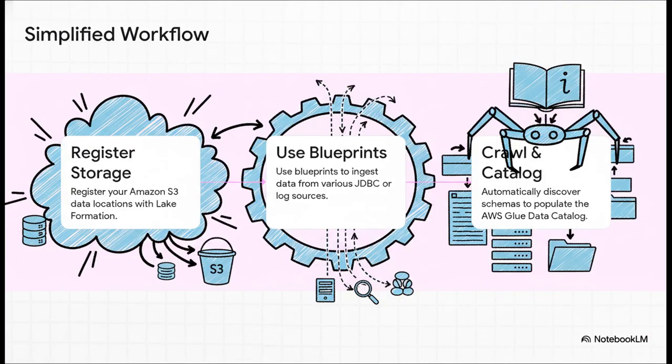The process is actually pretty straightforward. First, you just register your storage. Basically, you point Lake Formation to where your data lives. Then, you use these things called blueprints, which are like pre-built connectors, to easily pull in data from all your different databases and log files. Finally, special crawlers automatically scan all that data, figure out its structure, and put it all into a catalog.